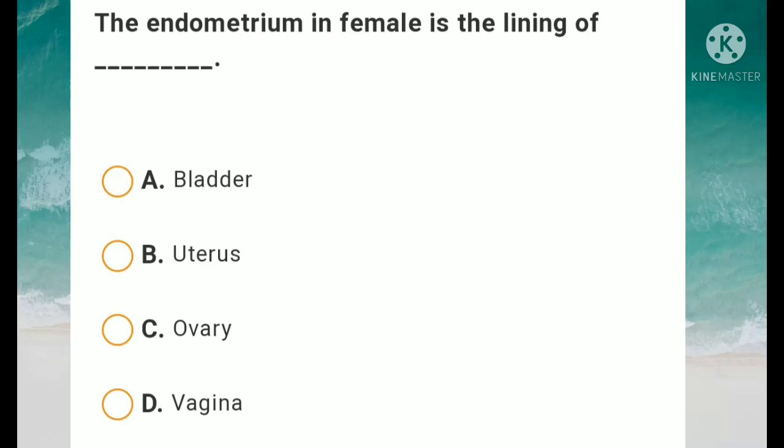Endometrium is a temporary layer, newly formed in the female reproductive system, and this endometrium continuously forms anew. At the time of pregnancy, it is very important for attachment of the embryo inside the uterus. And this endometrium is the innermost lining of the uterus.